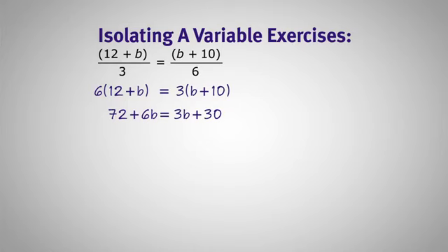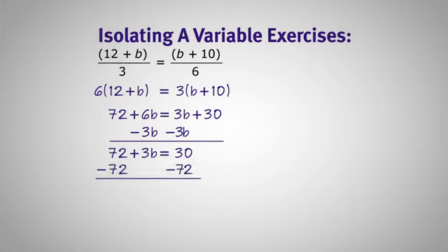Let's move on to step 2. Let's put all of the variables on one side of the equation. We'll do so by subtracting 3b from both sides of the equation, leaving us with 72 plus 3b is equal to 30. Now we can combine like terms. Go ahead and subtract 72 from both sides of our equation. We're left with 3b is equal to negative 42. Again, we don't need to factor, so we can skip the fourth step. Our last step is to divide in order to isolate our variable. Divide both sides of the equation by 3, leaving us with b is equal to negative 14.